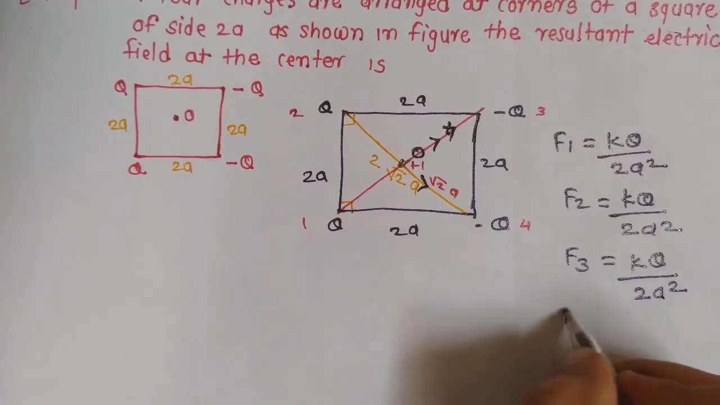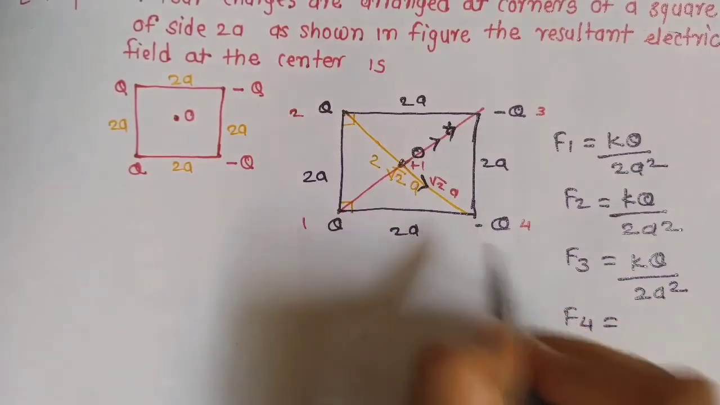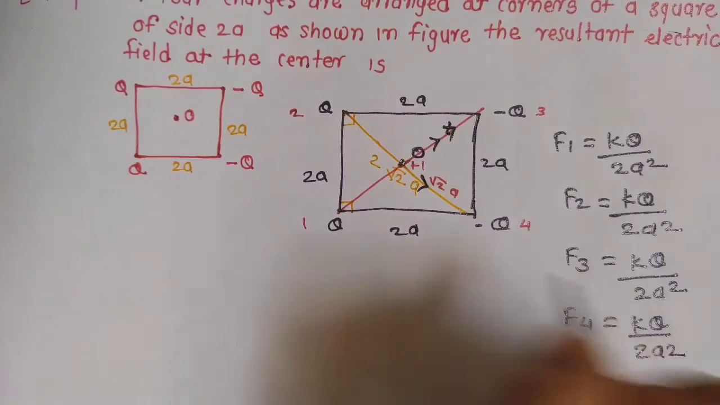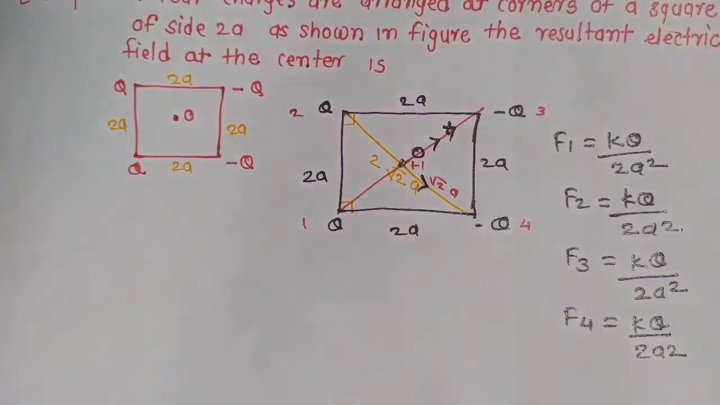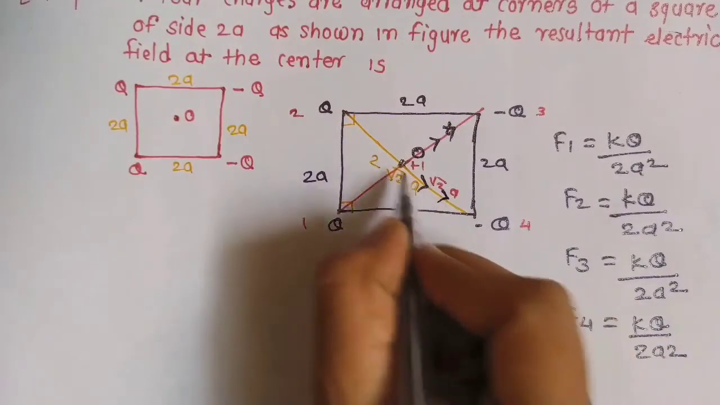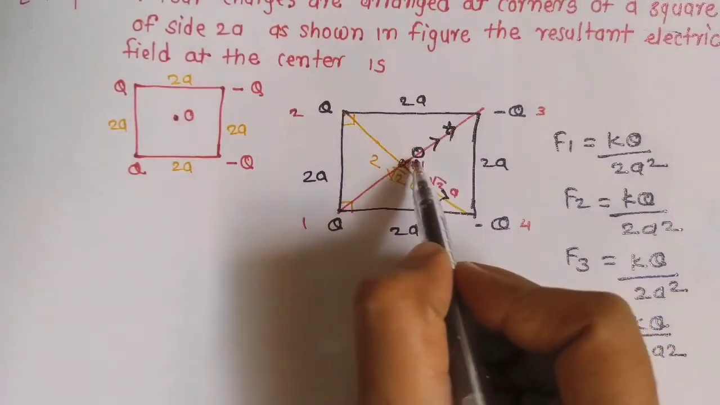Similarly, F4 is equal to K Q upon twice A square. Here is the minus charge and here is the plus charge. Therefore, both charges attract each other, and the direction is towards the charge. This is the direction of F4. Both forces are the same, equal, and the angle between these two is 90 degrees.